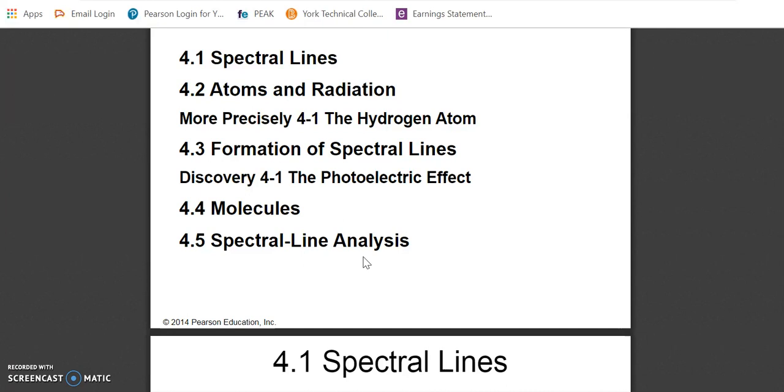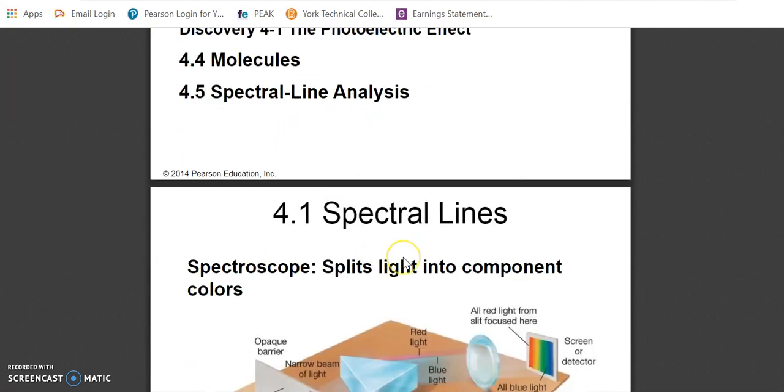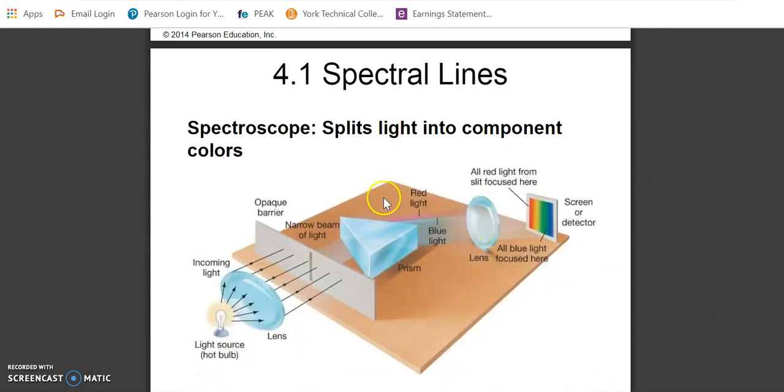In the last chapter we learned about spectra, so let's take a look at this picture right here. This is your typical spectroscope. Again, you don't really use a prism nowadays. We use what's called a diffraction grating. The light passes through it, whether a prism or diffraction grating, and splits the light up into all its different components. These are just the visible ones.